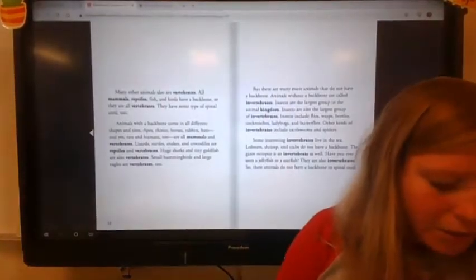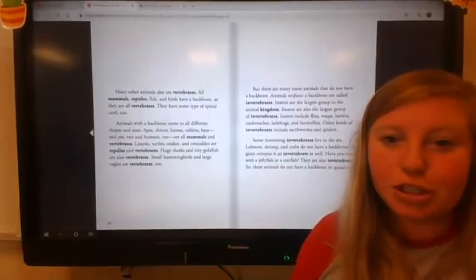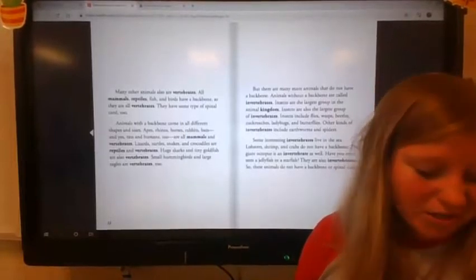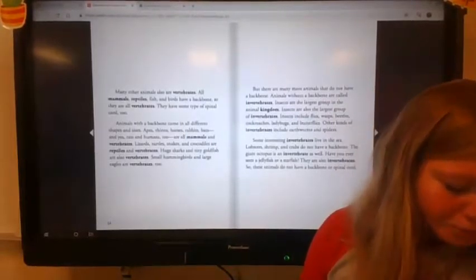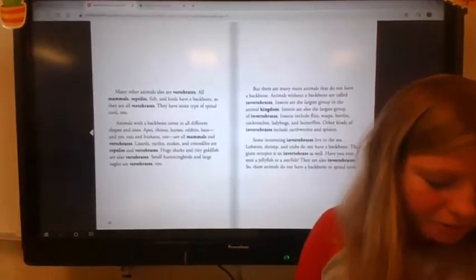All right, so as we read this out loud, try and record some more things in your notes that you're learning about vertebrates and examples of vertebrates, okay? Awesome. Let's look at these pages now.